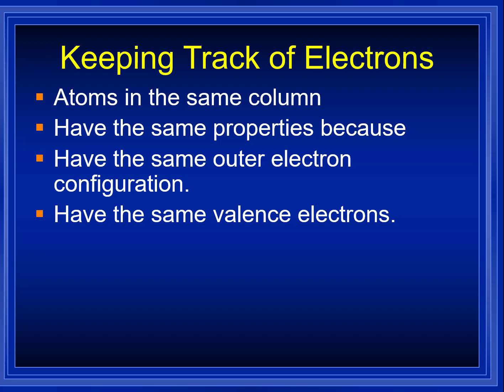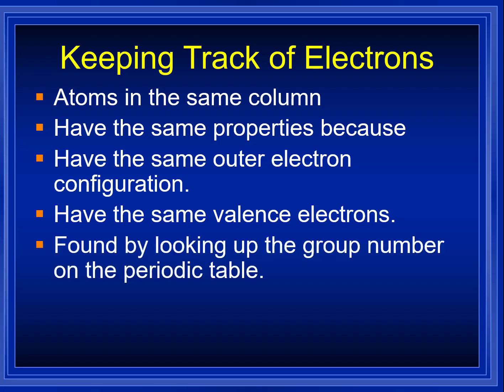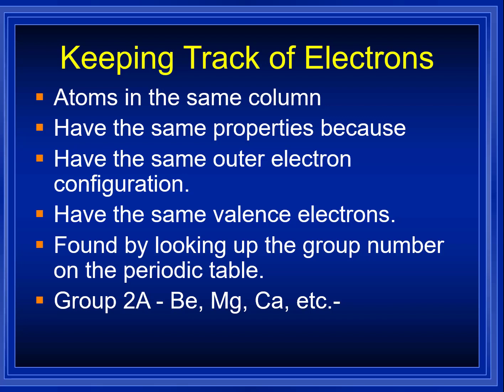So when I approach an atom, I care what it looks like on the outside. And to find those valence electrons, we can write the electron configuration and add up the S's and the P's, or we can just look at the group number. So group 2A, calcium, would have 2 valence electrons. Everybody with me on how to get valence electrons fast and easy?